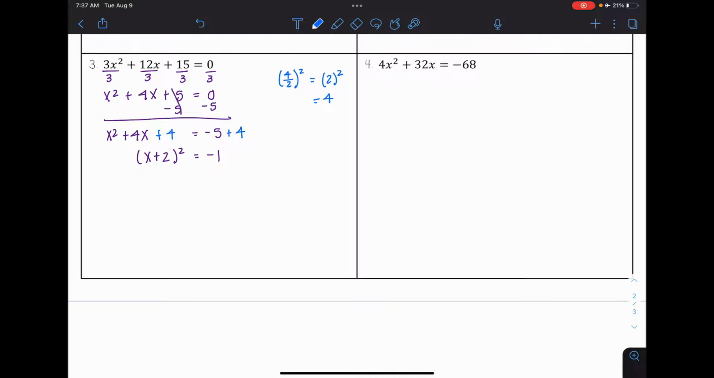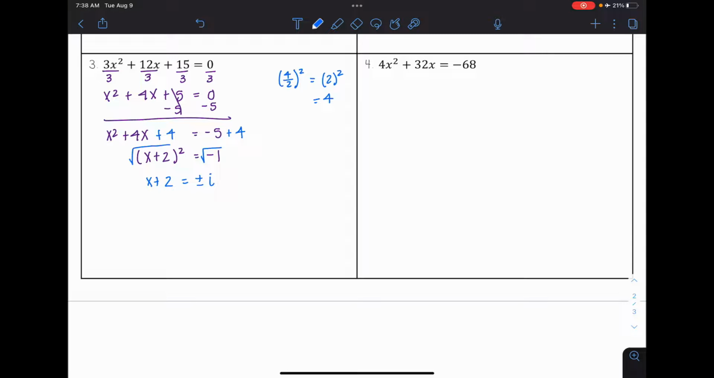And now I can take the square root of both sides. And so I take the square root to get rid of the square term, and I end up with x plus 2, and I take the square root of negative 1. So I have x plus 2 is equal to plus or minus. Now I need to think back to our complex numbers lesson. When I take the square root of negative 1, that is equal to i. So this is going to be plus or minus i, which is our imaginary number.